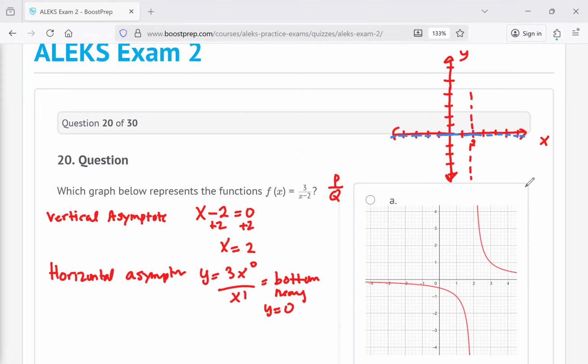Okay. And then what we've got to do is figure out what the right and left side is going to be. So what you're going to do is test some points. I cannot use the x value 2 because that's my vertical asymptote, but I could use the x value 3 and I could use the x value 1. That's what I'm going to do. Plug in 3 and you get 3 over 3 minus 2, which is 1.